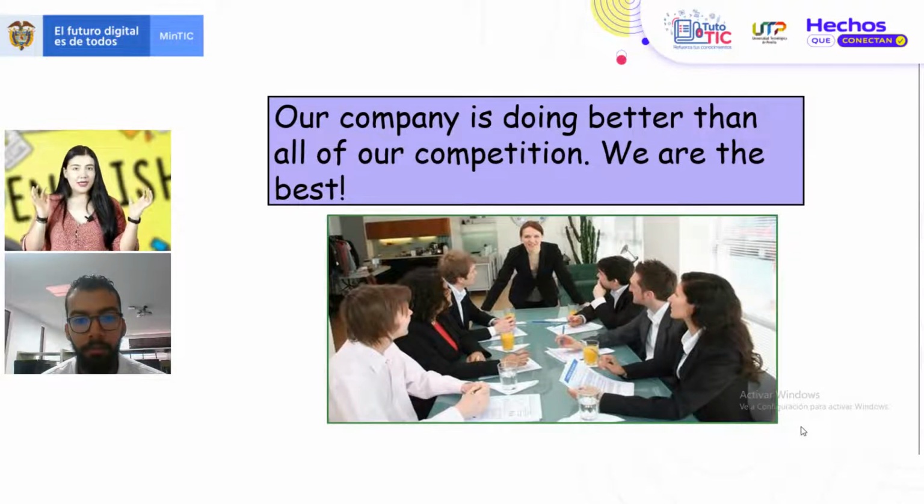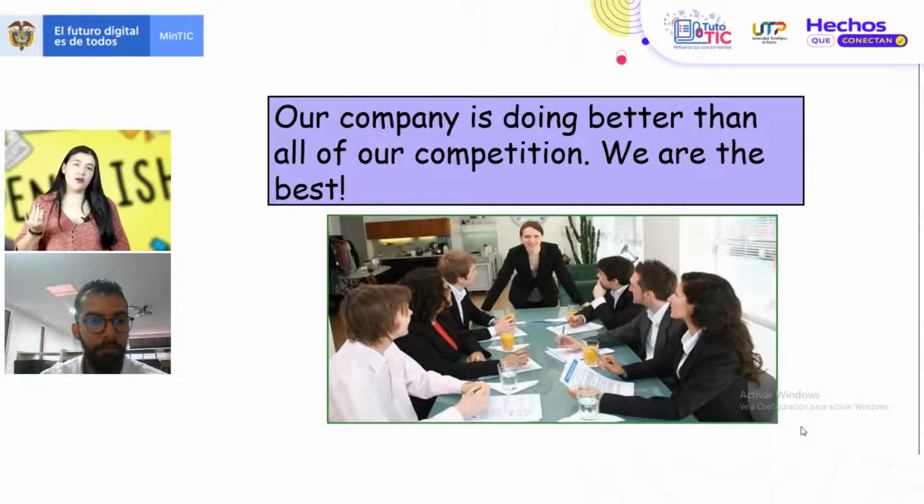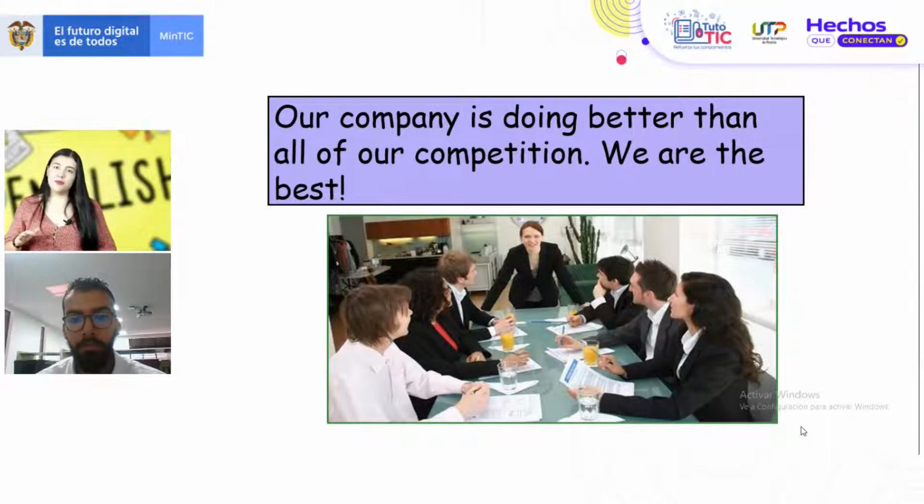Ese better than es un comparativo. Mejor que, ¿sí? Y después del punto, we are the best, ¿sí? The best, los mejores, sería nuestro superlativo. Estamos señalando que son los mejores de la condición laboral de la que están hablando en ese ejemplo.